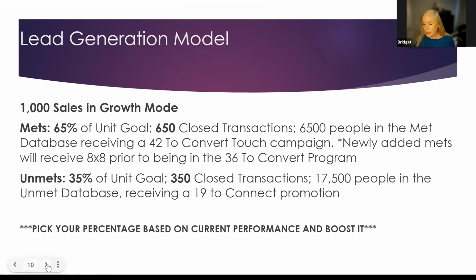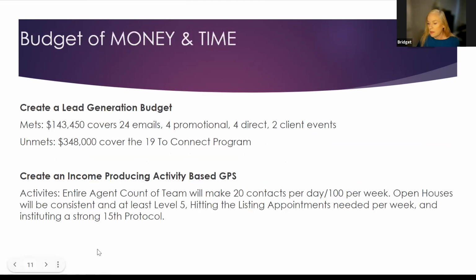One of the assumptions made is that the Mets was going to be a lot of phone calls and a lot of one-on-ones. So it was more time than money. Okay. So that's one of the reasons why. And this too, I just wanted to give like a real example.